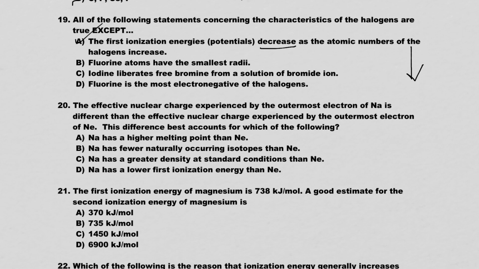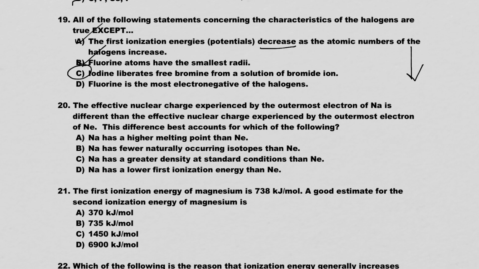B, fluorine atoms have the smallest radii of all the halogens. Well, that's definitely true. They only have 2 energy levels of electrons. Every other halogen has a whole energy level more. C, iodine liberates free bromine from a solution of bromide ion. So it's asking, can iodine, which is below bromine on the periodic table, replace it? This is really a single replacement rule. And we know that can't happen.